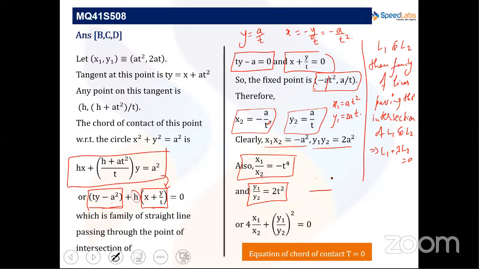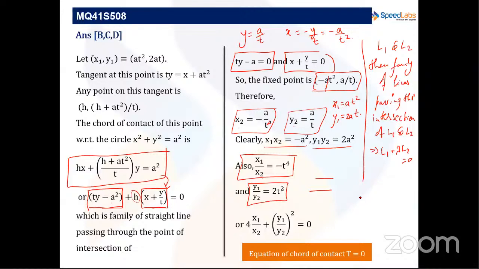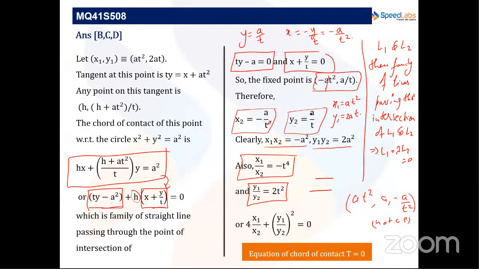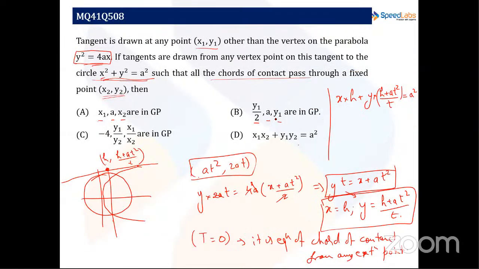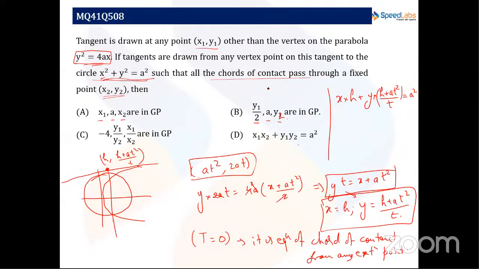Now let's see which options are correct. First, x1, a, x2 are in GP. So x1 is at², a, and x2 is −a/t². They are not in GP. Secondly, y1/2, a, y2. So y1/2 is at, then a, and y2 is a/t. Yes, this is a GP with common ratio 1/t. So this is our correct option.